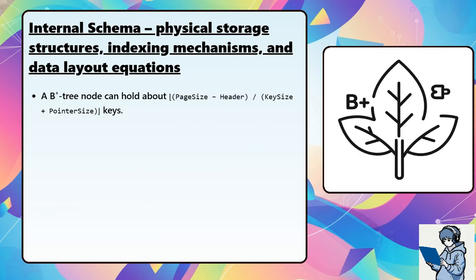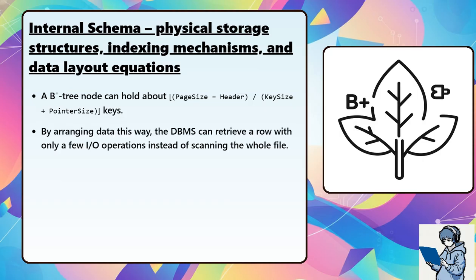search. A B+ tree node can hold about the floor of page size minus header, divided by key size plus pointer size, keys. By arranging data this way, the DBMS can retrieve a row with only a few input-output operations, instead of scanning the whole file.